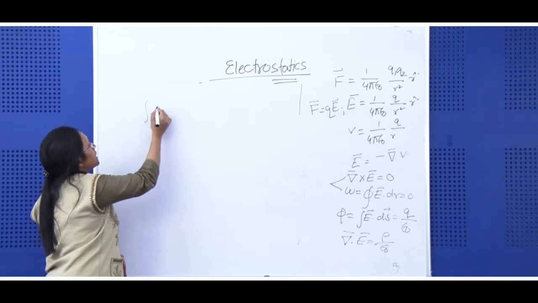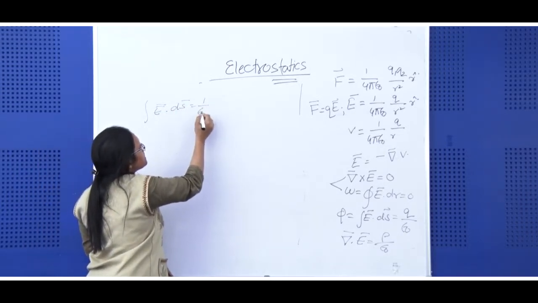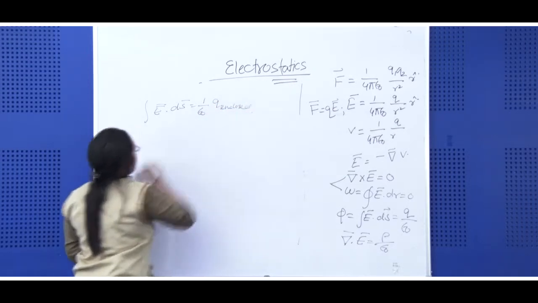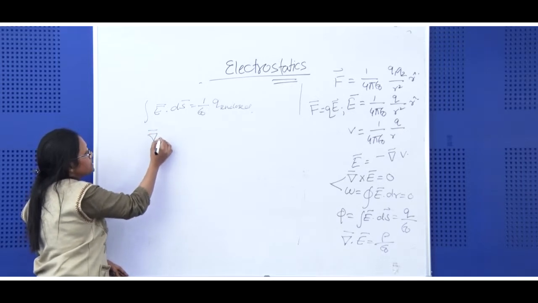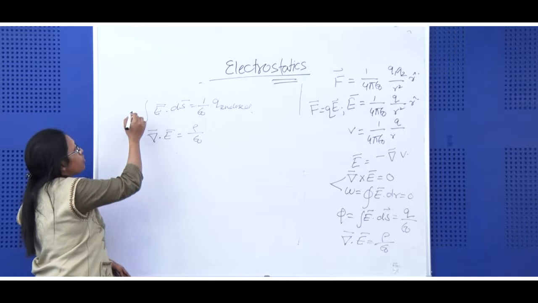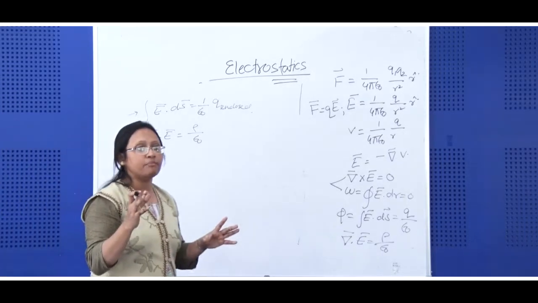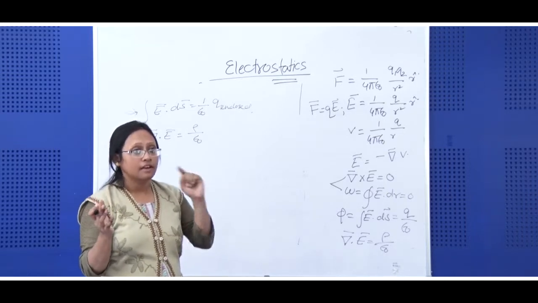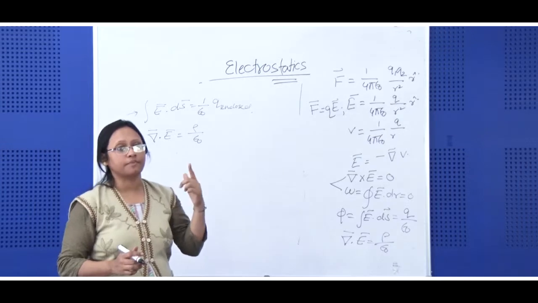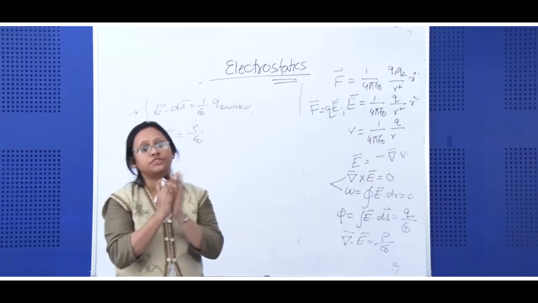The integral form we get of Gauss's law is the closed integral of E dot dS equal to 1 by epsilon naught times the charge enclosed by the surface, and the differential form is divergence of E is equal to rho by epsilon naught. This Gauss's law is very useful in determining the electric field at any point inside a surface. Now there is a limitation. That surface should be symmetrical in shape. It may be spherical, it may be cylindrical, like it will be symmetric in shape.